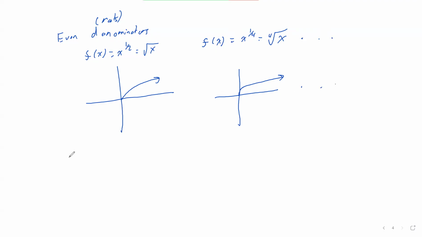All right, then we have what we call absolute value functions.